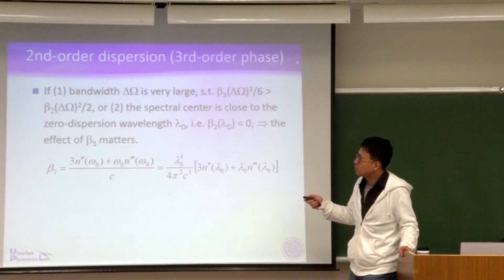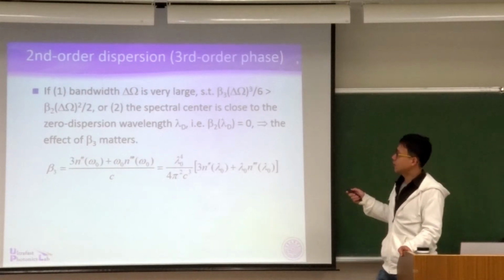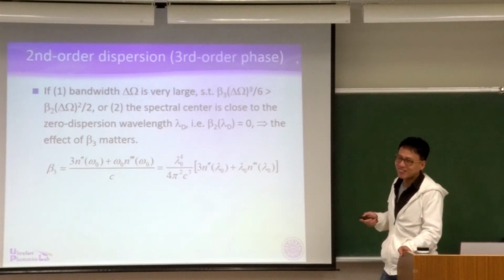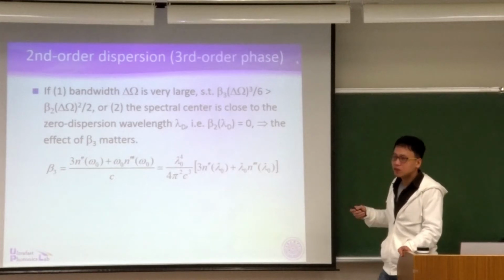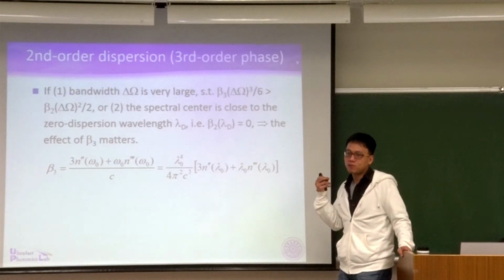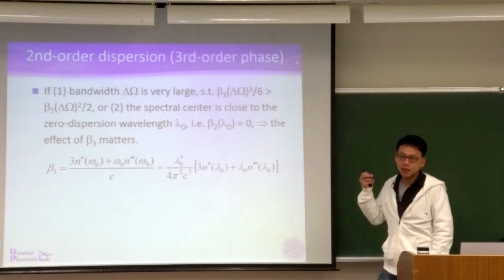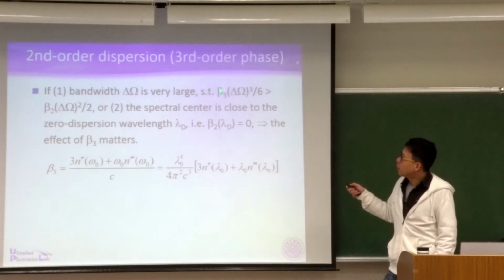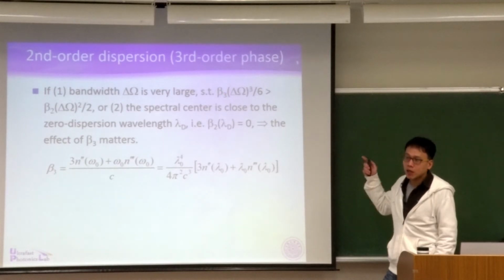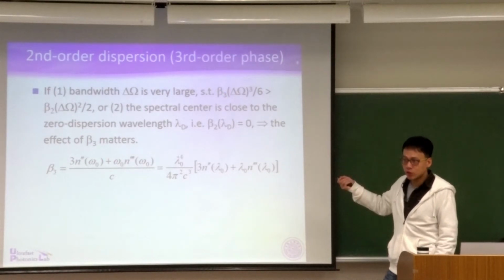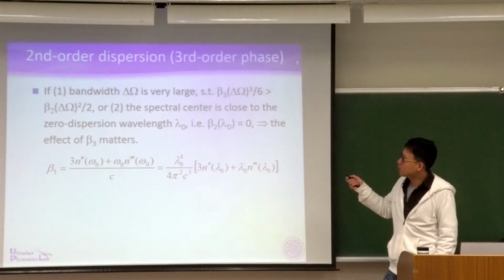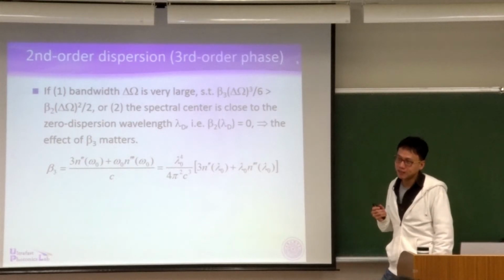Okay. Two cases. First, the working bandwidth is very large, such that this number is bigger than this number. The meaning of the first number is the phase accumulation, the cubic phase accumulation, right? Beta 3 times omega cubed, but omega is a variable. You need to substitute some number for that variable. And the reasonable number is the bandwidth, right?